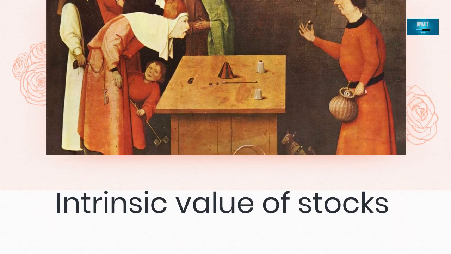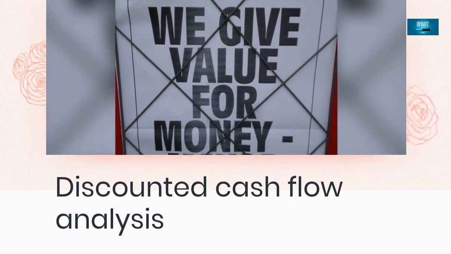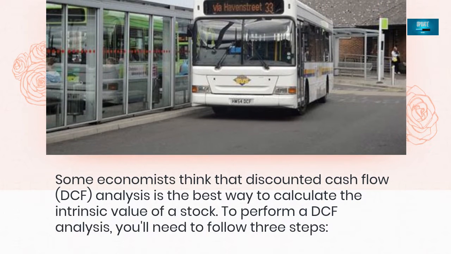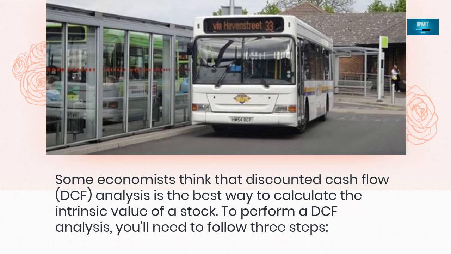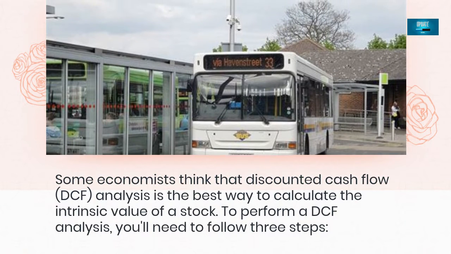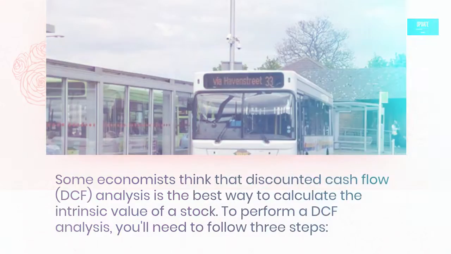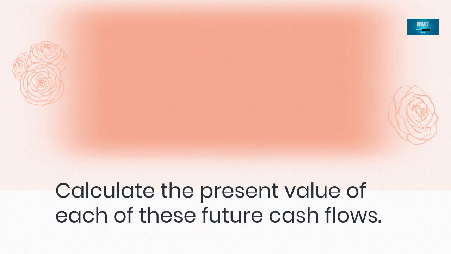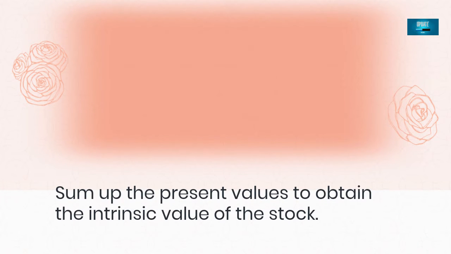Intrinsic value of stocks. Discounted cash flow analysis. Some economists think that discounted cash flow (DCF) analysis is the best way to calculate the intrinsic value of a stock. To perform a DCF analysis, you'll need to follow 3 steps. Estimate all of a company's future cash flows. Calculate the present value of each of these future cash flows. Sum up the present values to obtain the intrinsic value of the stock.